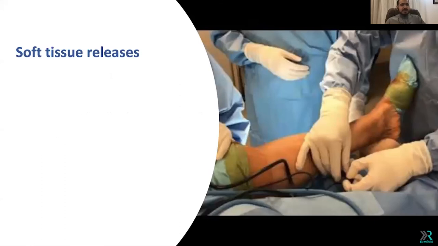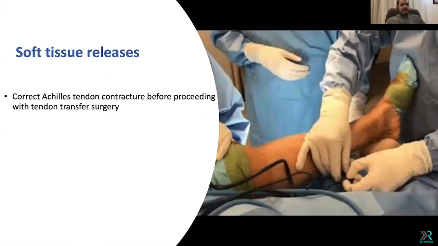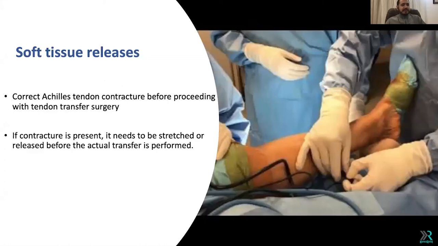So we have soft tissue releases, and these are usually done in patients where there is equinus contracture. It's usually to correct Achilles tendon or gastrocnemius complex contracture before proceeding to the tendon transfer. More than 90% of the time, it's done in the same setting, the same surgery, with tendon transfers. So it's very, very crucial to assess the soft tissue contracture.